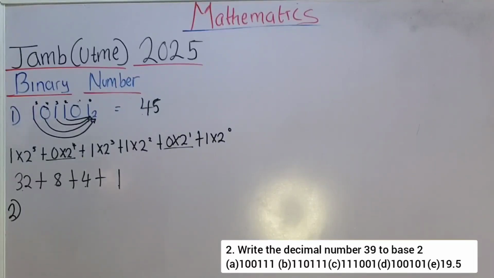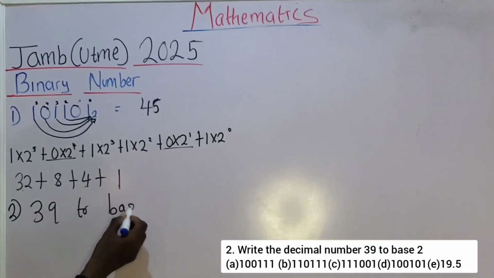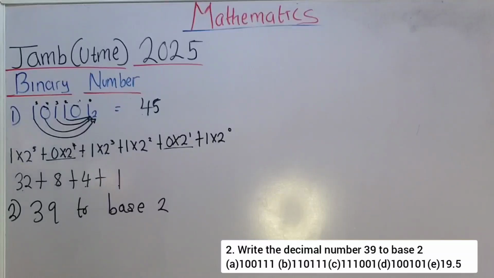Now, the operation that we are asked to carry out here is to convert 39 to base 2. How do we do that? Just pay attention. To convert 39 to base 2, all you have to do is divide 39 by 2 and keep the remainder. Divide 39 by 2 and keep the remainder.